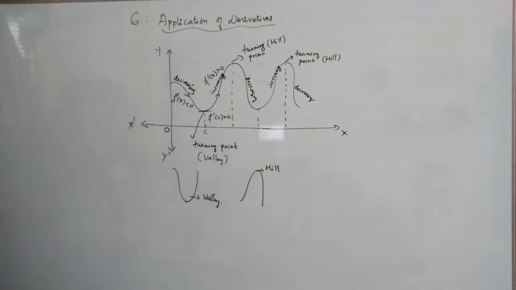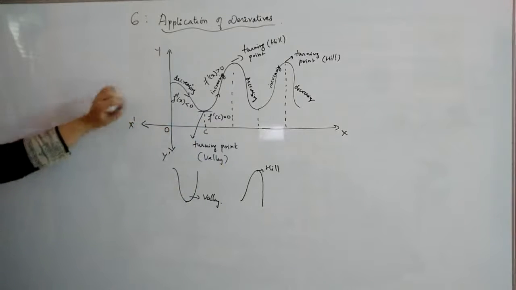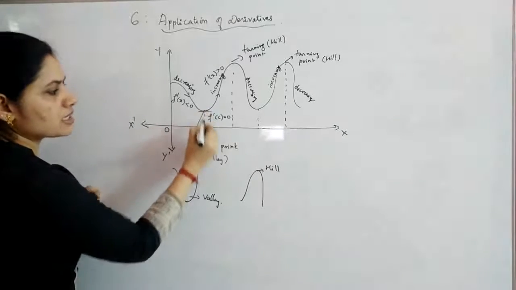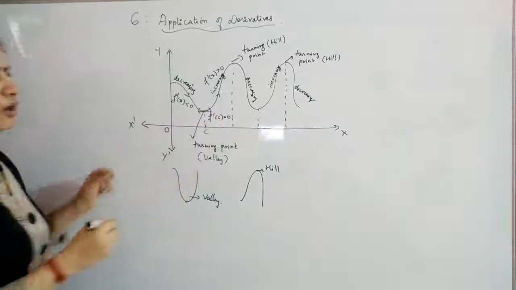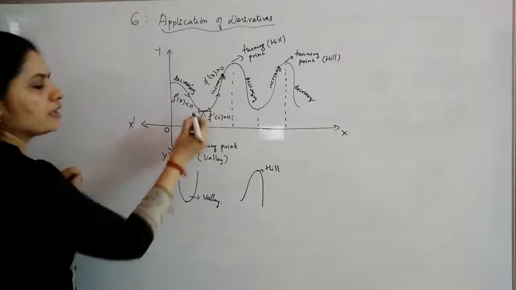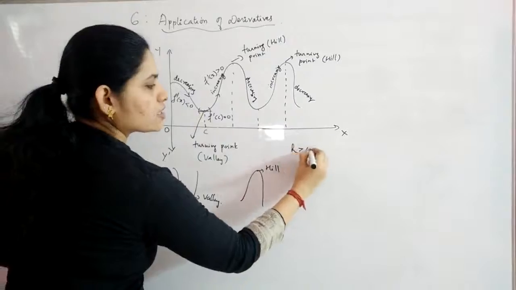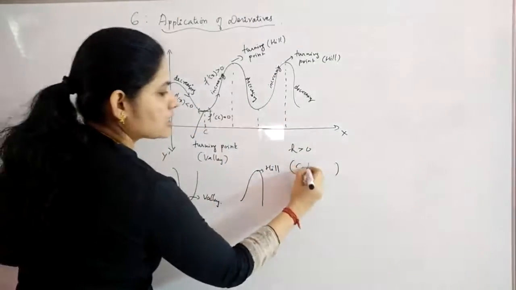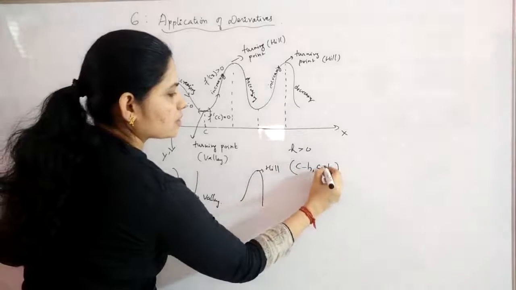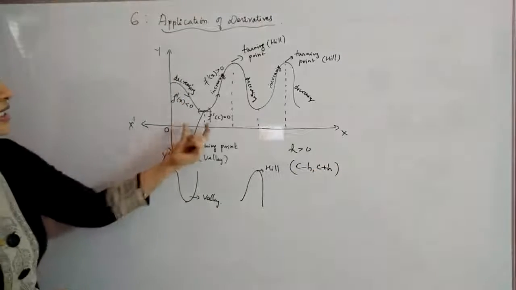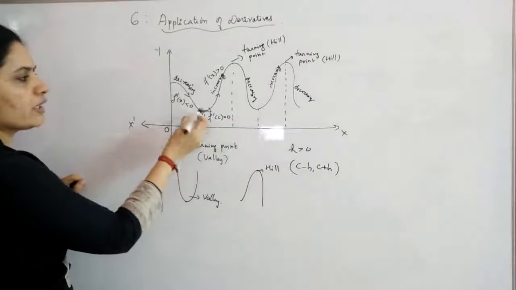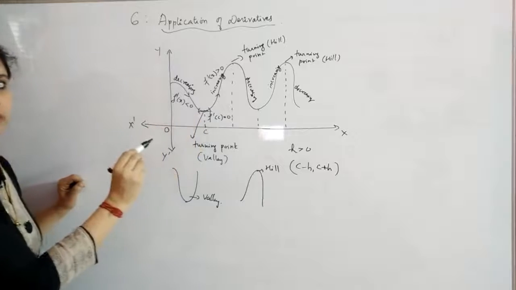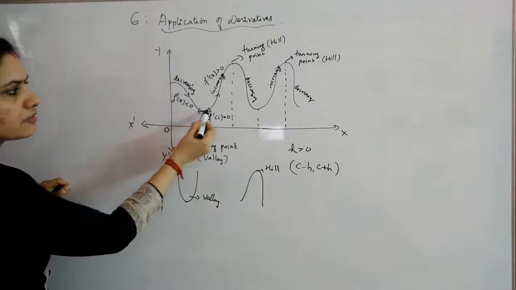Now talking about maxima and minima, or local maxima, we will take a point C and take a neighborhood of that point. Neighborhood means we will have an h greater than 0, a positive quantity, so that the neighborhood of this point C becomes C minus h to C plus h. So in this small interval, when you see this side and this side, here the derivative will be negative, here it will be positive.